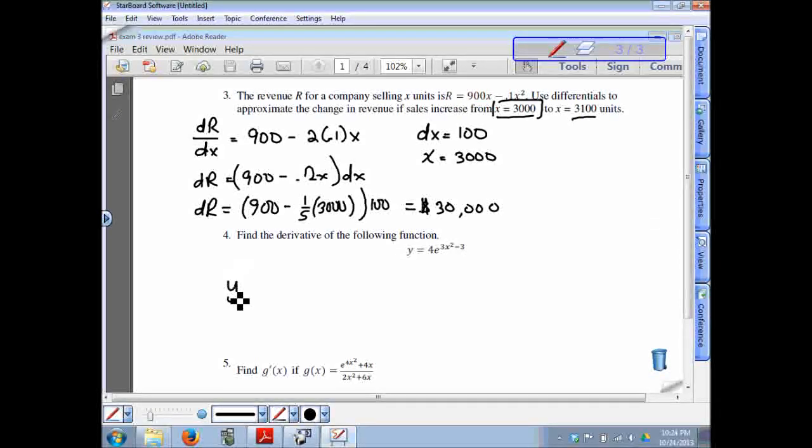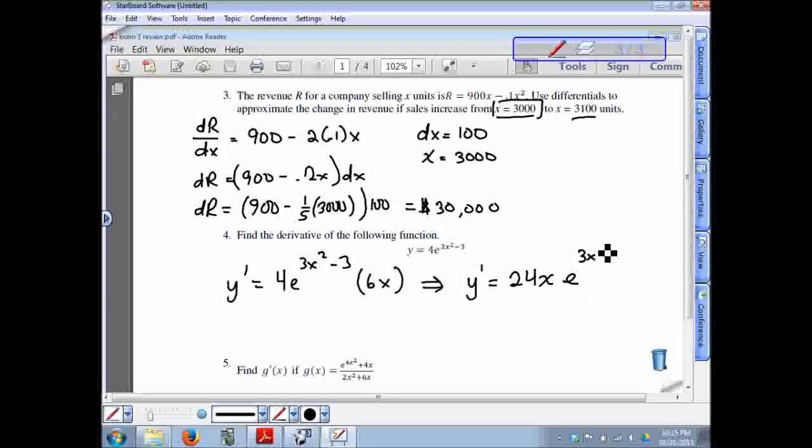Okay, question 4. We need to find the derivative of y, so y prime is equal to 4e to the 3x squared minus 3 times the derivative of the exponent, 6x. Multiplying, we're going to have y prime is 24x e to the 3x squared minus 3.